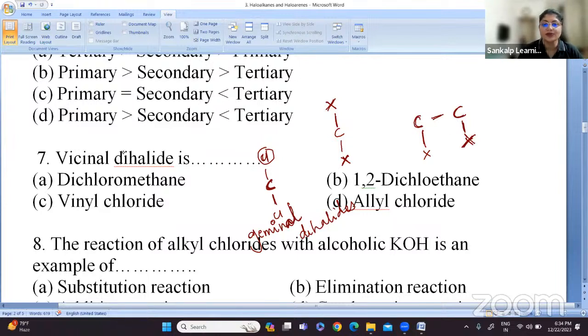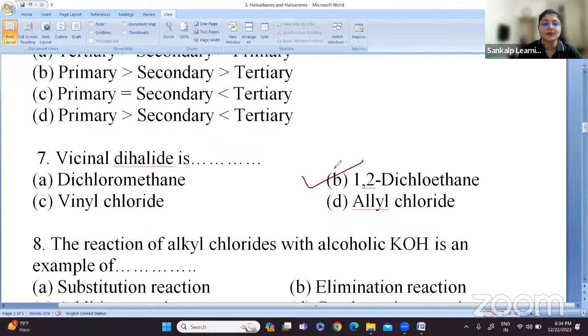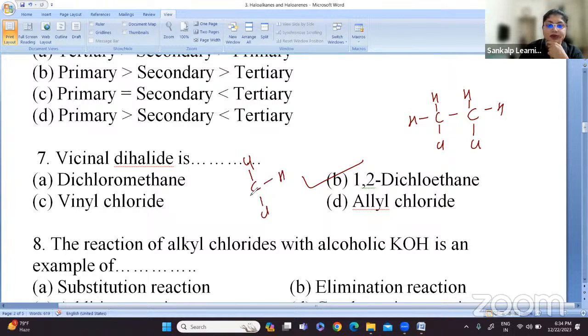So can you tell me the answer now? It is B, 1,2-dichloroethane. So this is ethane, and at one position and two position you have your chloro groups. So it is 1,2-dichloroethane. Dichloromethane is like this. So on the same carbon atom, two halogen atoms, so these are geminal dihalides. So this is the example of geminal, and this is wrong. In 1,2-dichloroethane, on the adjacent carbons, two halogen atoms are attached.